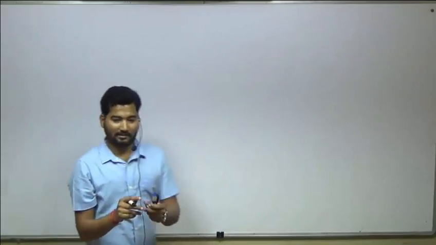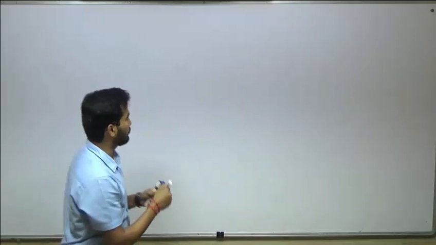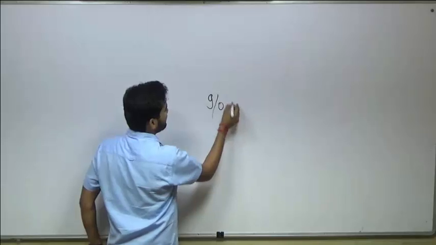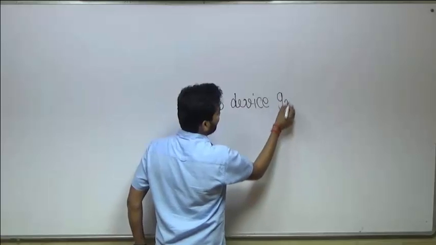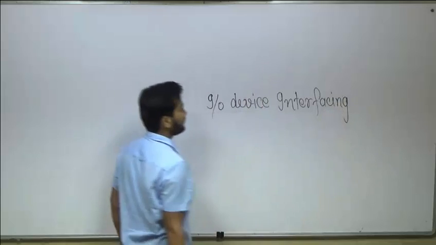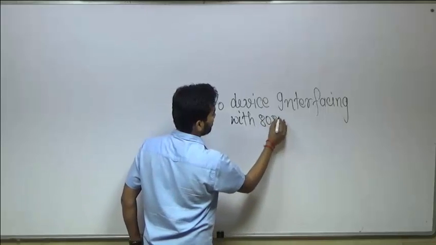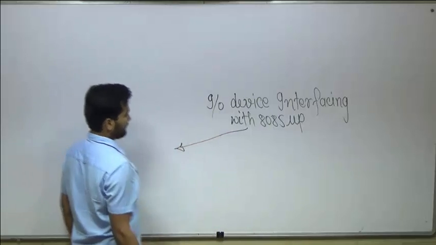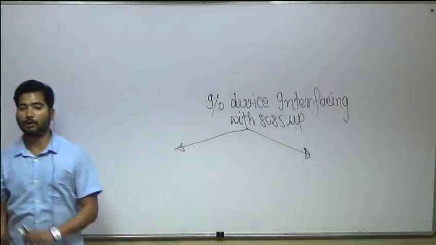Now, here I will discuss one of the topics of the microprocessor: input-output devices interfacing. That means how to interface input-output devices with the 8085 microprocessor. If we want to interface any input-output device with the 8085 microprocessor, we have two methods.